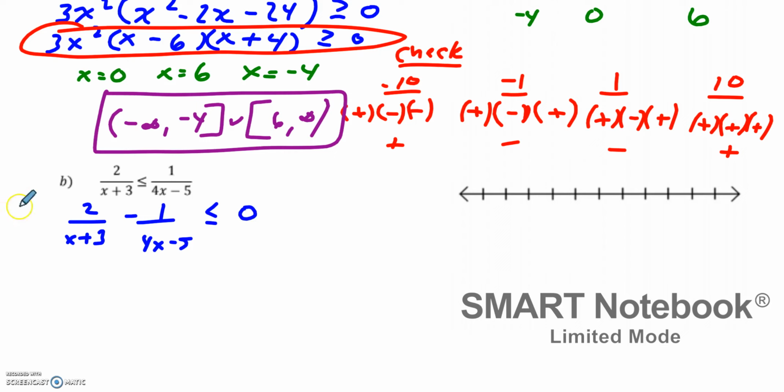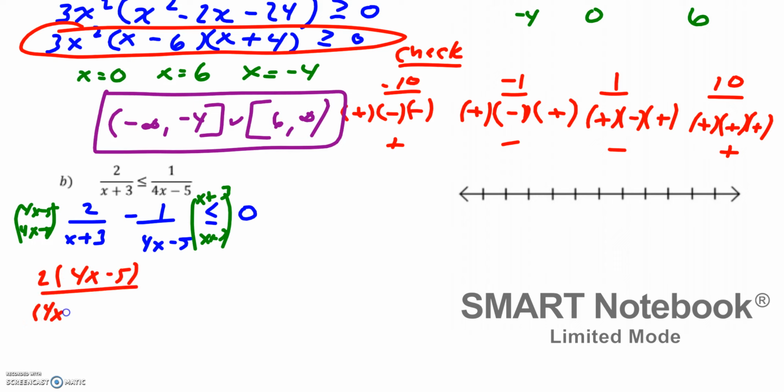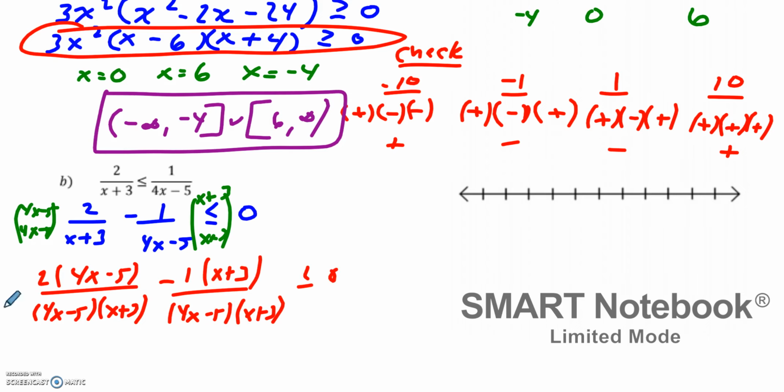So what we have to do is get a common denominator. This fraction, we're going to have to multiply top and bottom by 4x minus 5, and this fraction, we're going to have to multiply top and bottom by x plus 3. If we write that more neatly, we'd have 2 times 4x minus 5 over 4x minus 5 and x plus 3 as my denominator, minus 1 times x plus 3 over the same denominator, 4x minus 5 and x plus 3. These are going to be less than or equal to 0.